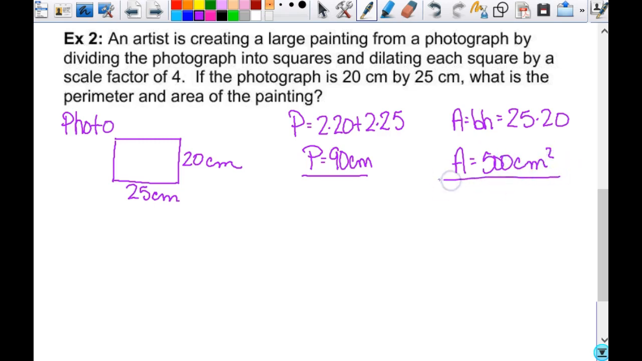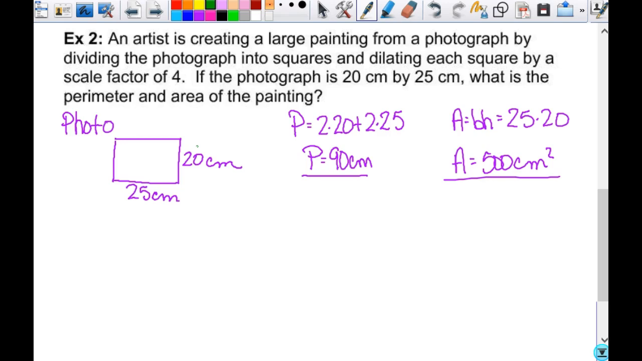So I wish I had changed the problem where I didn't give you what I gave you, but I could give you a different problem where I don't give you these measurements. Instead of giving you these measurements, I tell you that I have a photograph that has a perimeter of 90 centimeters and an area of 500 centimeters, and I want to know what the perimeter and the area of the painting is going to be. You don't have enough information to find these lengths, so then you can't just multiply each one of them by 4 and find that. You have to go about it a different way.